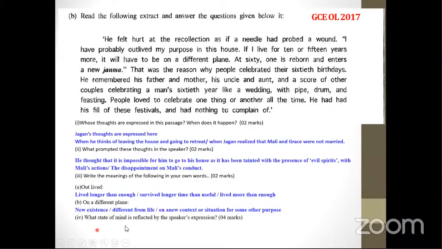Okay, 4th question. What state of mind is reflected by the speaker's expression? This is very important because you have 4 marks. You see all these answers that are given 2 marks, the answers are also short, but they have 2 parts mostly. But here we have 4 marks, so you have to focus more there and write more. How are you going to write that? What state of mind is reflected by the speaker's expression?